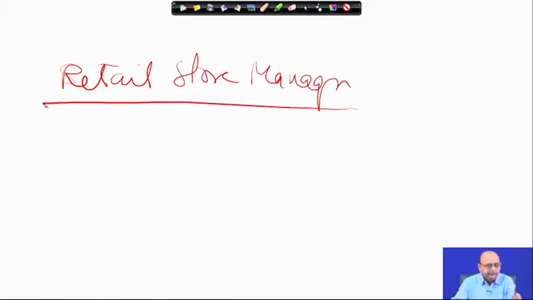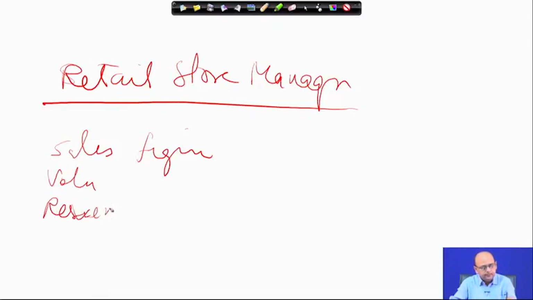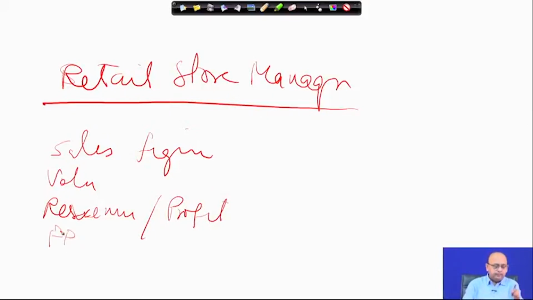We talked about the behavior part. Now, when it comes to results, what are the things that we can see? What is the sales figure? What is the volume that is sold? What is the revenue that is generated? What are the profits that are made? What is the footfall per hour? That could also be there. How many customers are coming to the market or your premises?